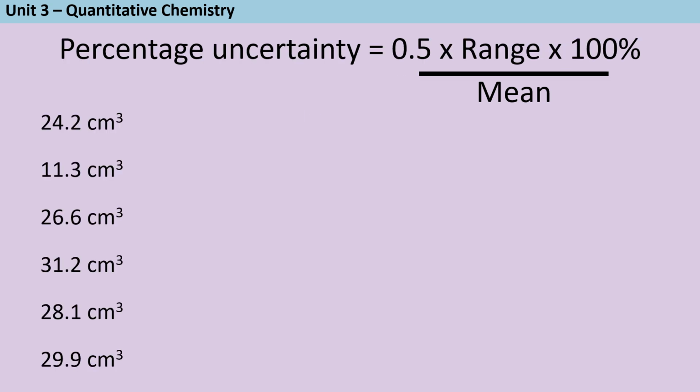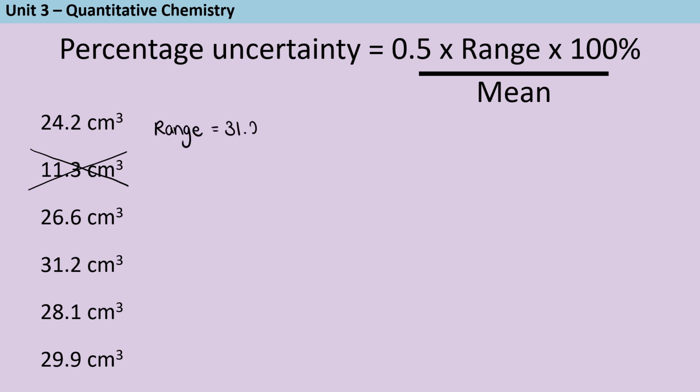If I want to work out the percentage uncertainty for these 6 pieces of data, the first thing I need to do is to check for any anomalies. Are there any pieces of data here that are so different from the others that I should just discard them and not include them in my calculations? In this example, I'm going to discard the second piece of data because it is so different that it will skew my results. My next step is to calculate the range.